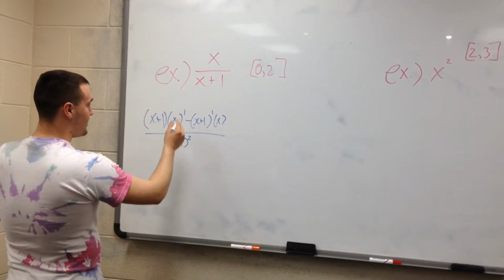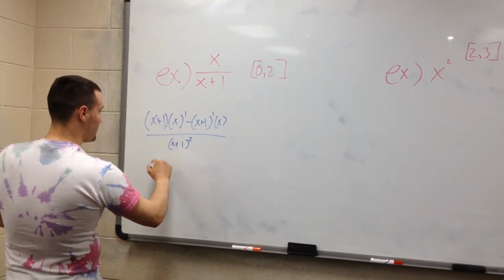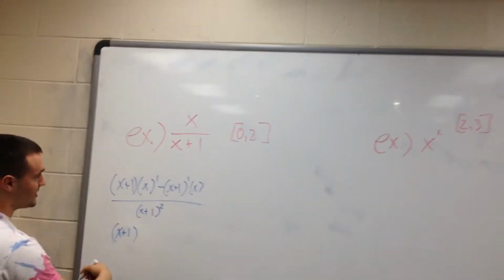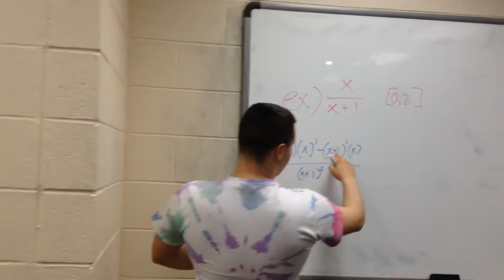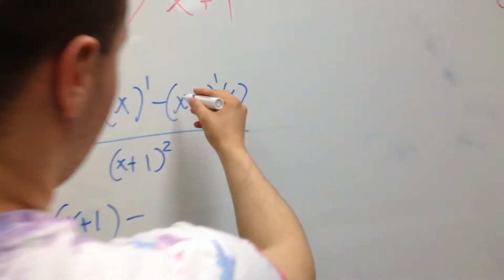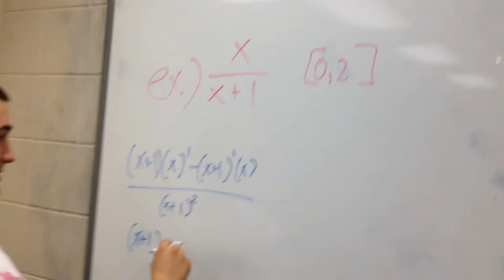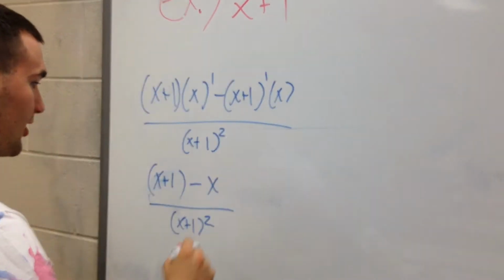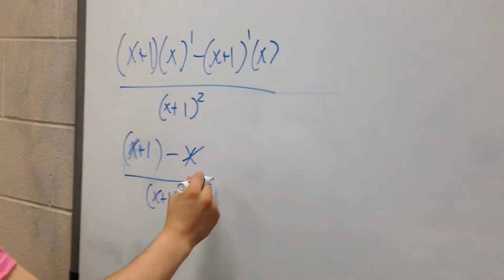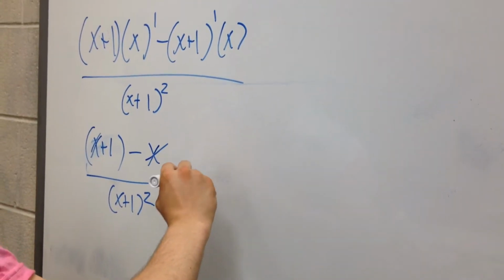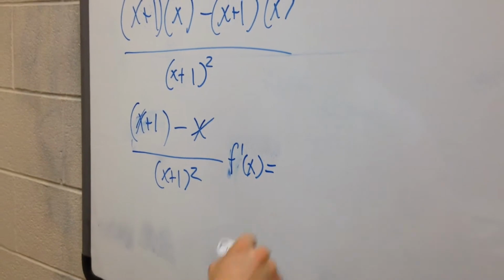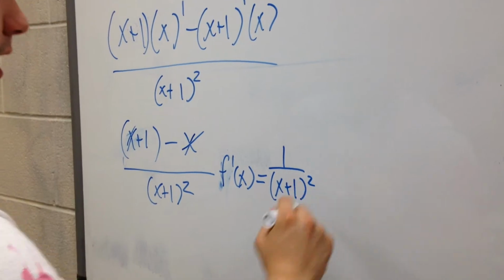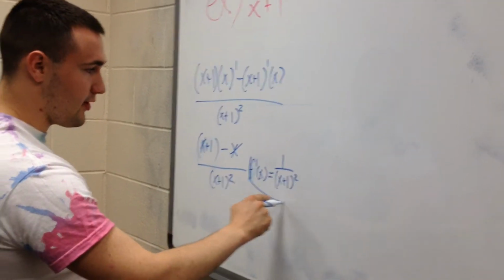x prime, that's just 1. That's just going to be x. That's just going to be x plus 1, because the 1 is going to distribute into there. The derivative of this right here, that's 0. That's just 1, 1 times x, which is just x. And we're going to be left with x plus 1 squared. These x's are going to cancel, and we're left with f prime of x of the original function, which is just 1 over x plus 1 squared. That's going to be your f prime right there.